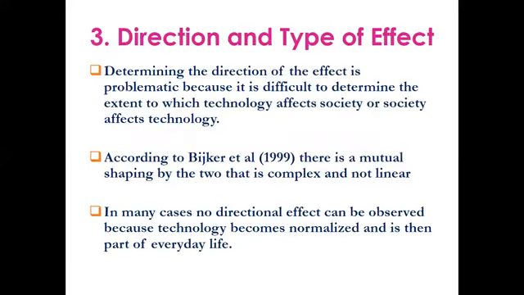The third challenge is that determining the direction of the effect is problematic because it is difficult to determine the extent to which technology affects society or society affects technology. That's a very fascinating one. Sometimes it's just difficult to tell which one is actually affecting the other. You don't know whether it's society that is affecting technology or technology that is affecting society. So that makes it quite difficult. It's very arguable and debatable when we bring up that argument as to which one influences which one.